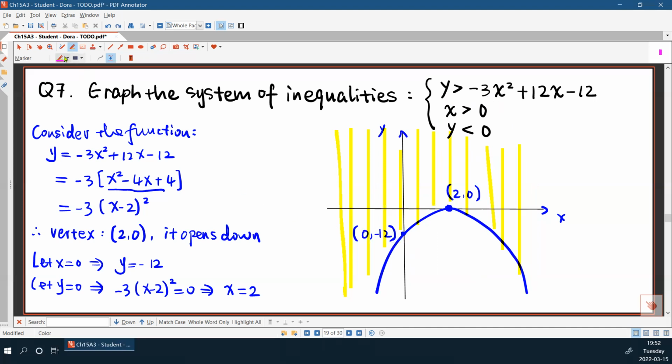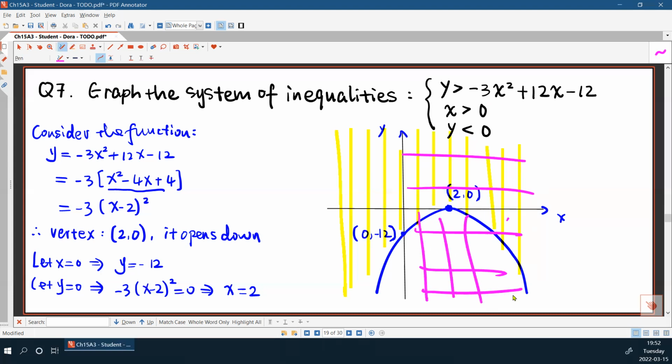Okay. Let's use a different color. Okay, x is greater than 0. That means the whole right side of the y-axis. y is less than 0 means the whole area here, right? Do not forget, you should also consider the first one. That means any region that is above this curve. Of course, this is the overlapped area, right?